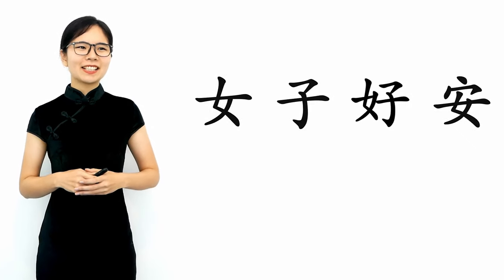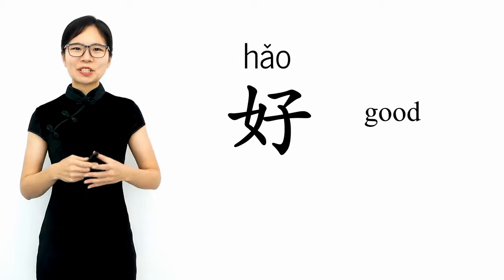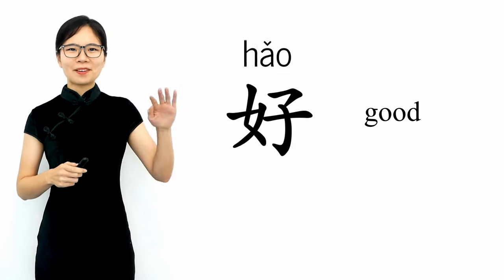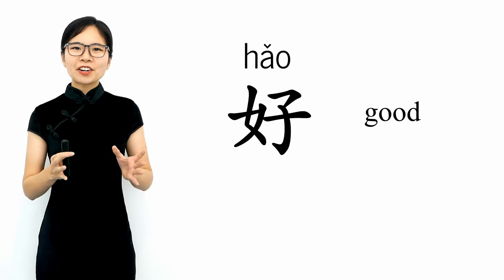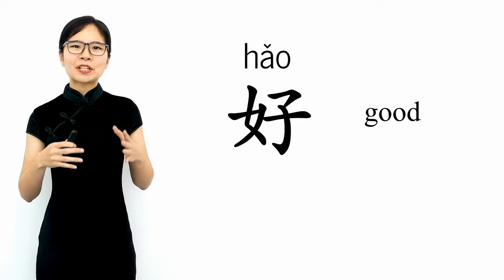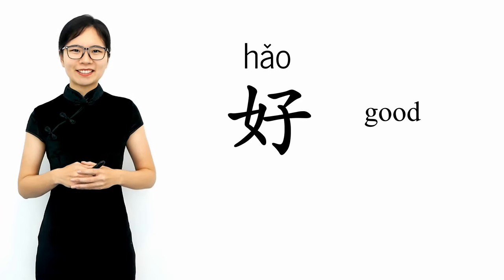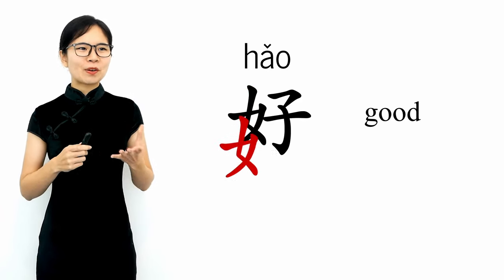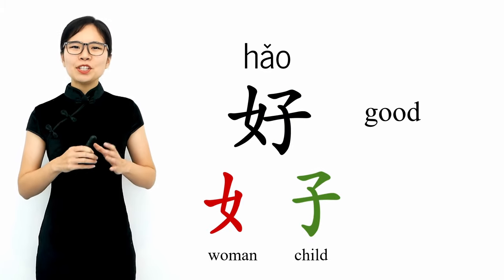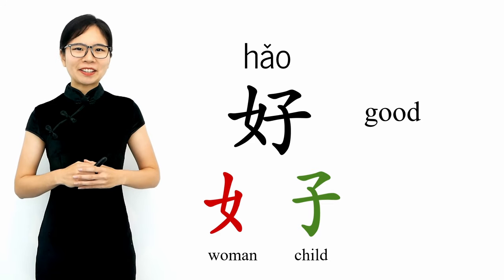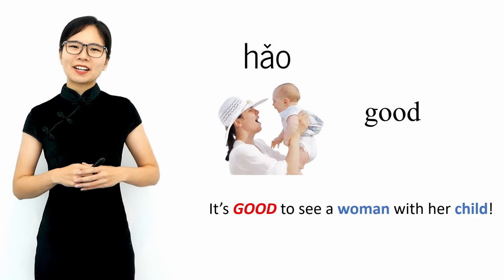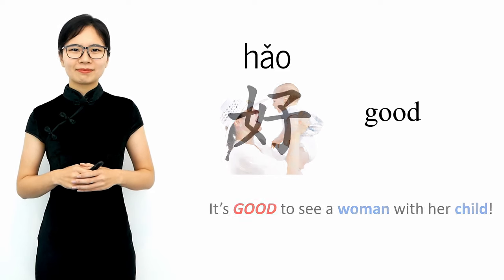Our next character is 好, which means good. 好, 好. This character may look more complicated, but it's really just composed of two characters we've already learned. The characters for woman and child. You can remember this character by thinking of the phrase, "It's good to see a woman with her child."